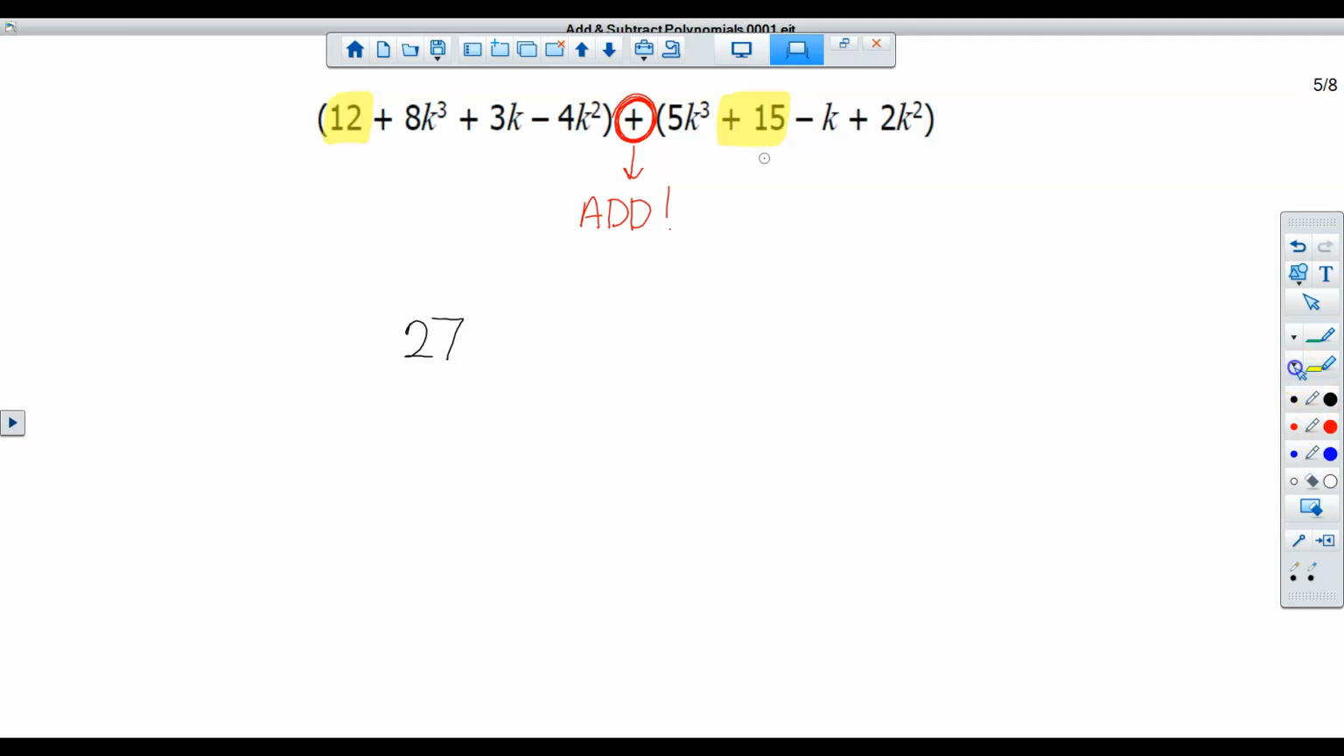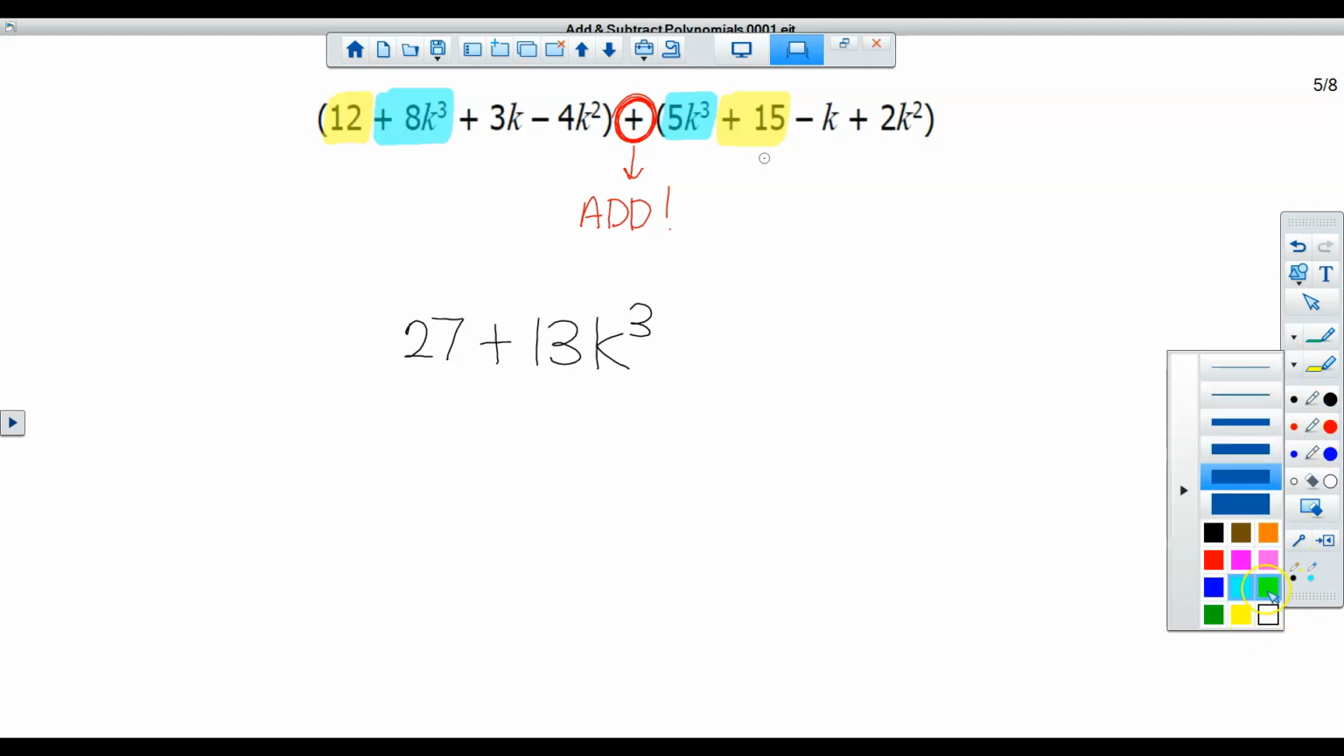Okay, so move on to the next unhighlighted term. We have a positive 8k to the third. That ends with k to the third. So I'm looking over here for something that ends with k to the third. And that is this term, 5k to the third. Because this is an addition problem, I'm going to add these together. So I'm going to do a positive 8 plus 5. A positive 8 plus 5 is a positive 13. Both of these ended with k to the third. So I have got to put k to the third power with that 13.